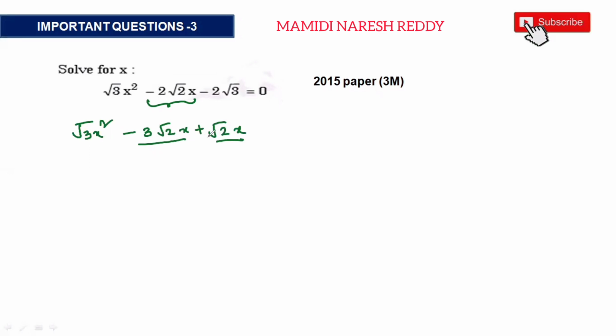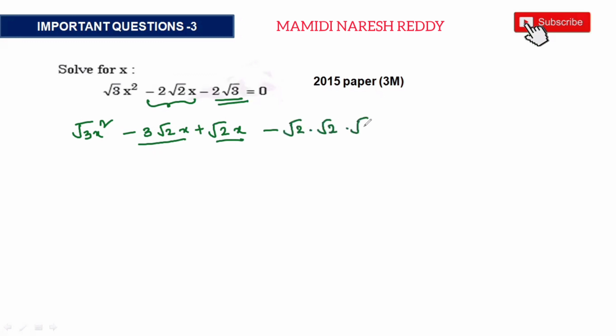So this is the important step, my dear friends. Once again, I repeat this step. Minus 2 into root 2 x, I have written as minus 3 into root 2 x plus root 2 into x. And minus 2 root 3, I am writing as the product of root 2 into root 2.